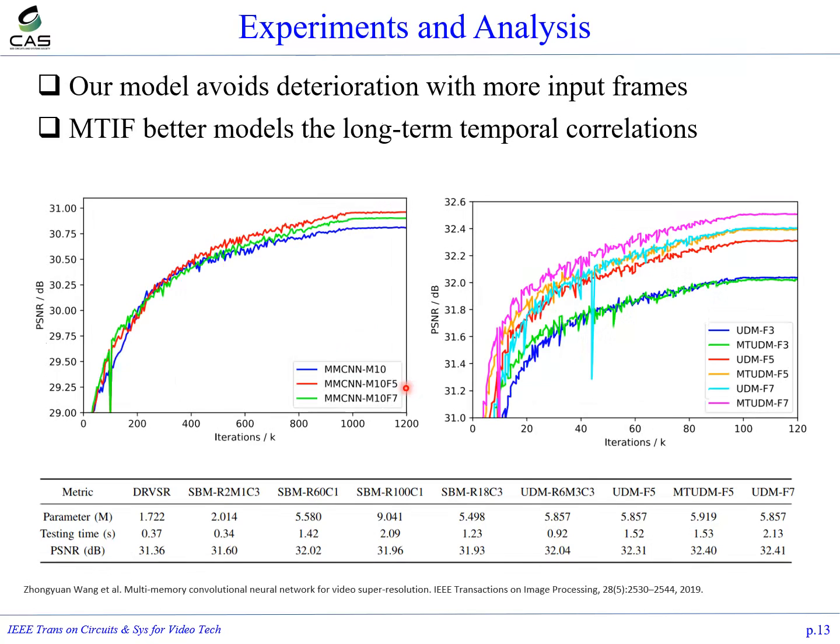In a previous work, MMCNN, the model deteriorates when the frame number increases from 5 to 7. In this work, with the help of ultra-dense blocks, our model becomes better with more input frames. Moreover, by adopting multi-temporal information fusion, MT-UDM-F5 outperforms UDM-F5 by about 0.09 dB and behaves close to UDM-F7 but runs a lot faster, which proves the multi-temporal information fusion can help to capture the long-term temporal correlations.